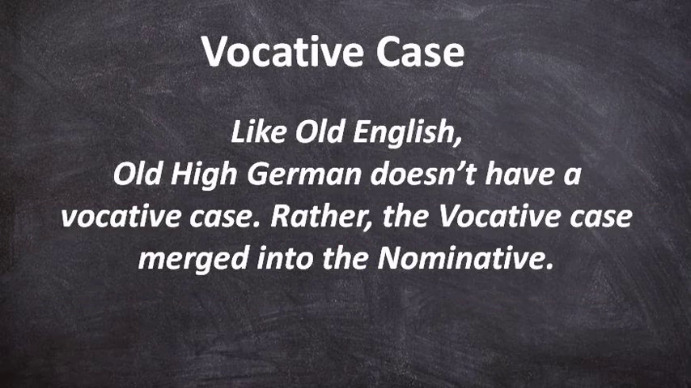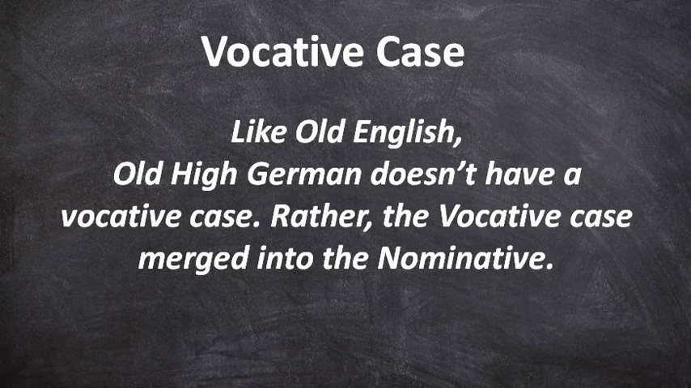This may seem a little off topic, but it's relevant. Like Old English, Old High German doesn't have a vocative case. Rather, the vocative case merged into the nominative. And what do I mean by vocative case? This is when you're addressing something. Let's say you see someone on the street, like, hey you. You'd use the vocative case when addressing someone directly.